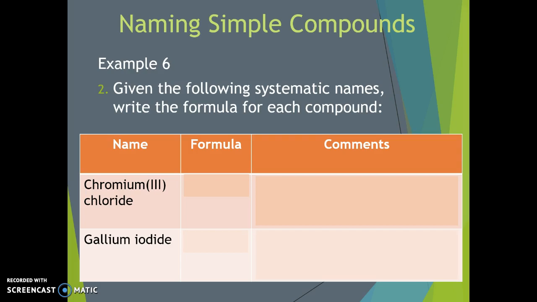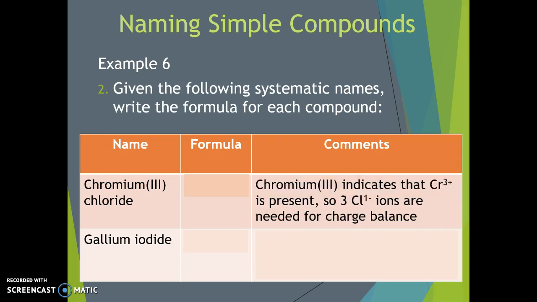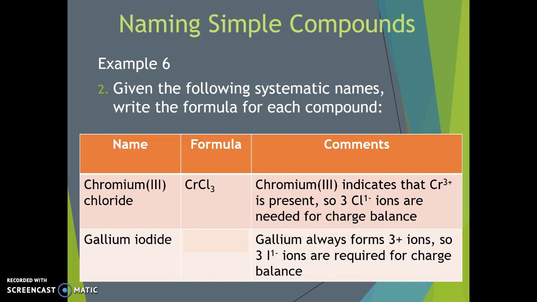Okay, a couple formula writing examples. Chromium 3 chloride. The Roman numeral 3 tells us the chromium has a +3 charge, and since chlorine has a -1 charge, we need 3 chlorines to balance the chromium, and the formula would be CrCl3. Gallium has a +3 charge based on its position in the periodic table, so we need 3 -1 iodine ions to balance this charge, and the formula is GaI3.